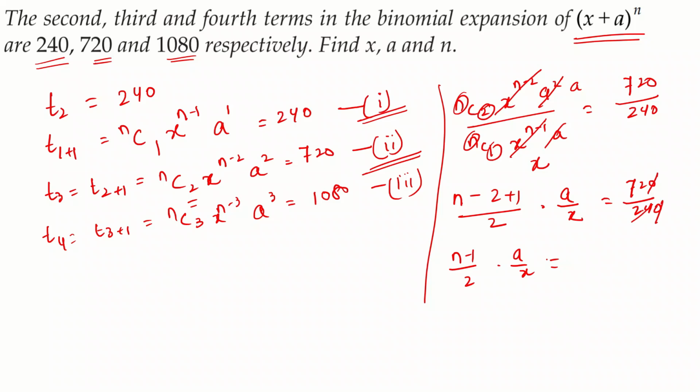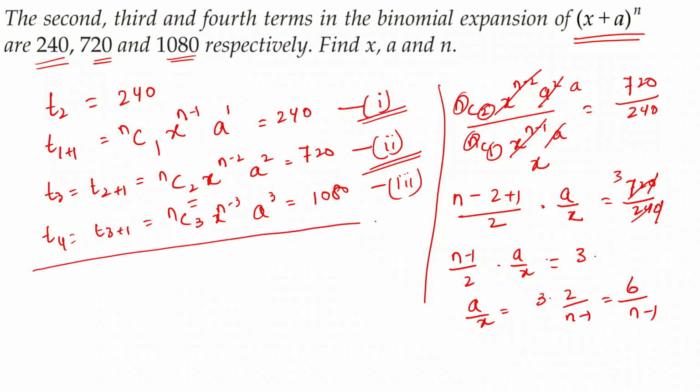The 0s cancel out. 24 3s are 72. So I get 3 over here. Okay, so I get a by x is equal to 3 into 2 by n minus 1, which is 6 by n minus 1. So I got the value of a by x. Now again I do equation number 3 divided by equation number 2.